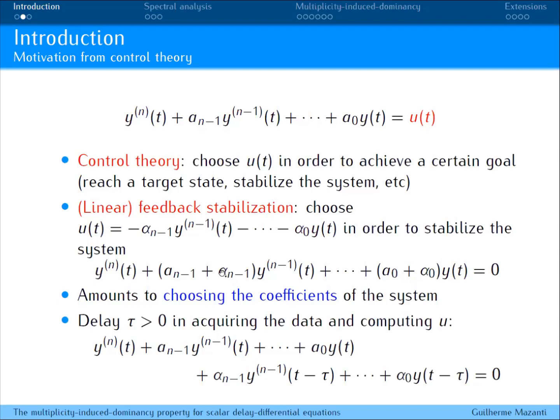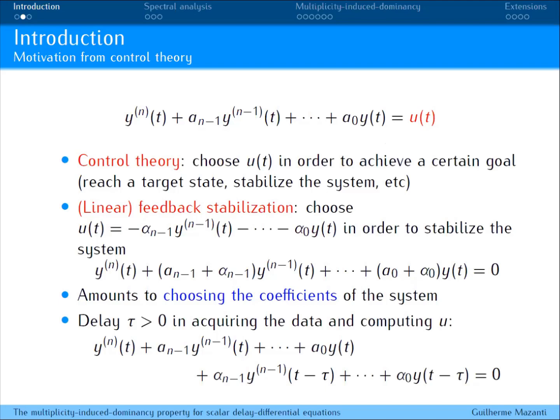But the problem is that we can try to do this in practice. So we can try to put a sensor somewhere that will measure y and that will measure its derivative and so on. And we can use the information of the sensor to do the computation of these things and then compute u and then plug this u into the system. This can be done in physical systems.